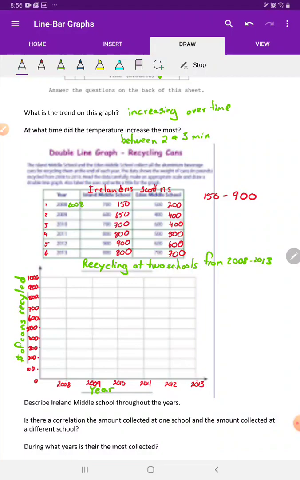Okay. So now we have 2 different data points to do. We've got Ireland. So let's make Ireland this color. Okay. So in 2008, it was 150. That's a halfway point between 100 and 200. Then it goes, wow, significant jump to 650. Then it goes to 700. Then it goes to 800, 900, and then back to 800 again. So we're going to draw that as neatly as we can.